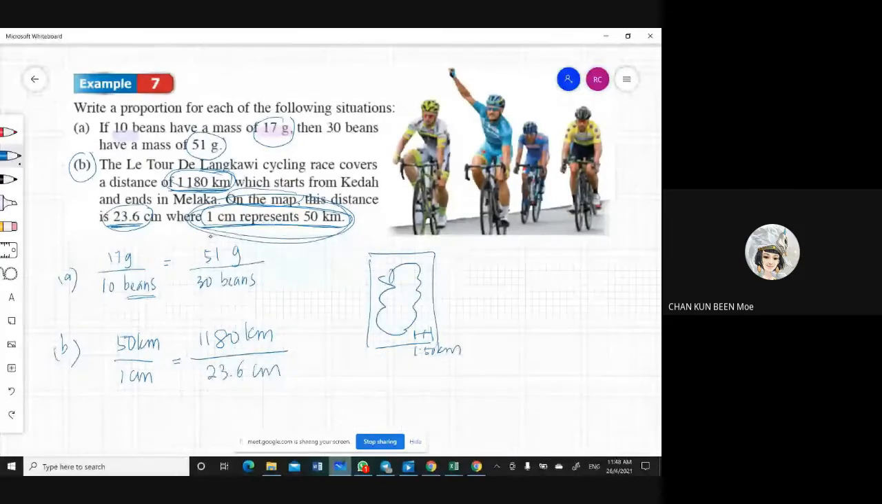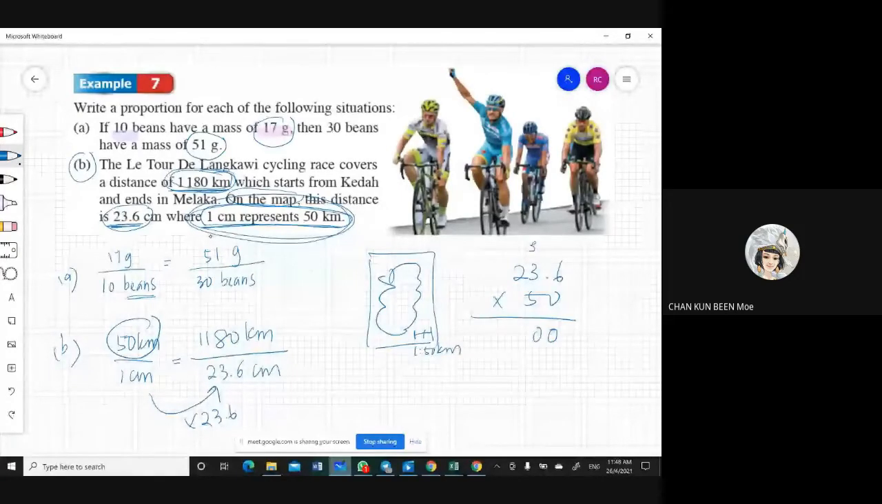So you can check it. 1 times 23.6, we get 23.6. 50 times 23.6. 0 times 6, 0. 5 times 6, 30. 5 times 3, 15. 15 plus 3, 18. 5 times 2, 10, plus 1, 11.